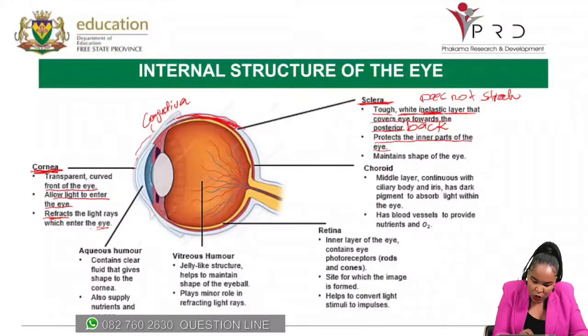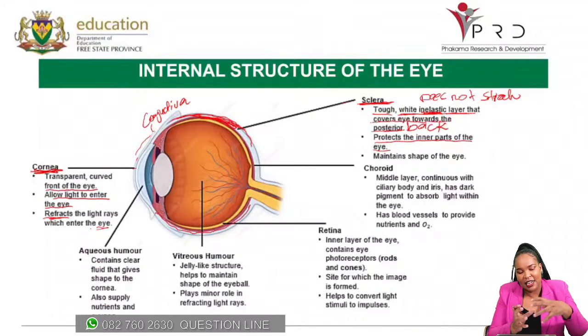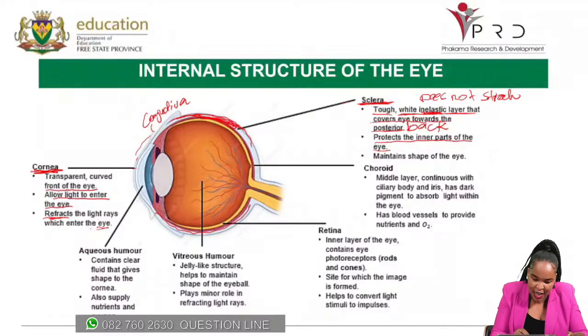Look at its position. You see the way it is positioned. It is able to do what? To protect everything that comes underneath the eye. Everything that is here is going to be protected by the sclera.